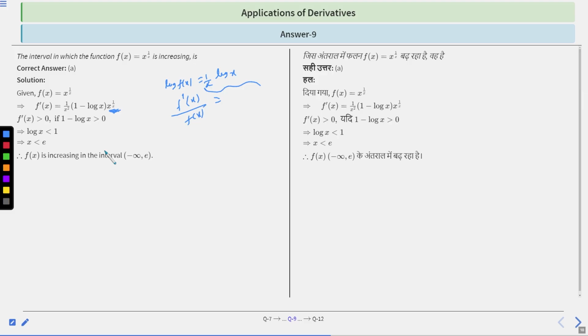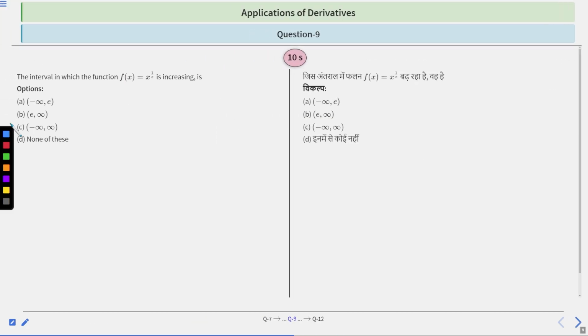Therefore, f(x) is increasing in the interval minus infinity to e. Clear? X less than e, minus infinity to e. Clear? So I think option A is the right choice. Clear? Minus infinity to e. Got it?